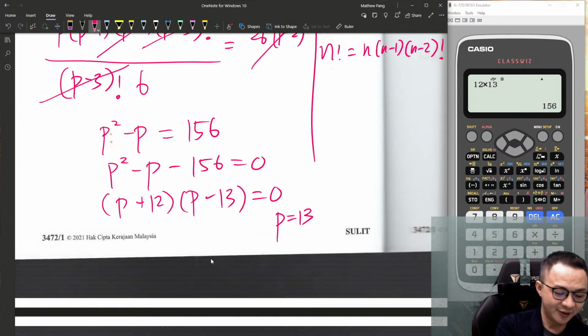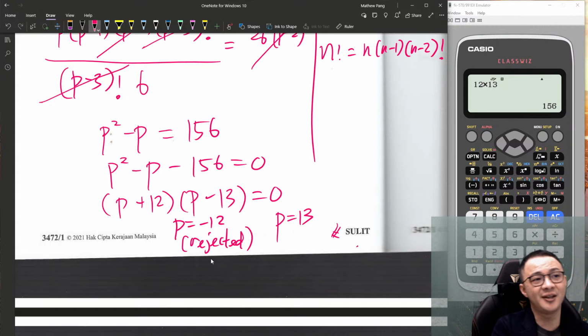Okay, so then p you will get negative 12. Like I say, it cannot get negative value, so I will reject this one. So this one, p equals 13, will be my only option.